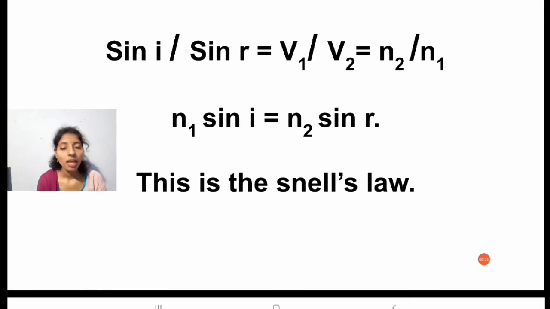Since we know that V1 by V2 equals N2 by N1, we learned this from the refractive index. So we can write N1 sin I equals N2 sin R. This is Snell's law.